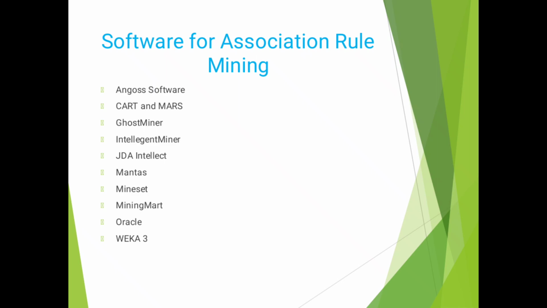Next one, software for association rule mining. Special software for association rule mining includes Angoss, Clementine, Ghost Miner, Intelligent Miner, JDA Intellect, Mantas, Mindset, MineSet, Oracle, and Vega 3.